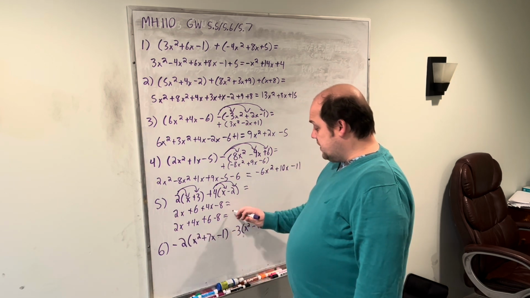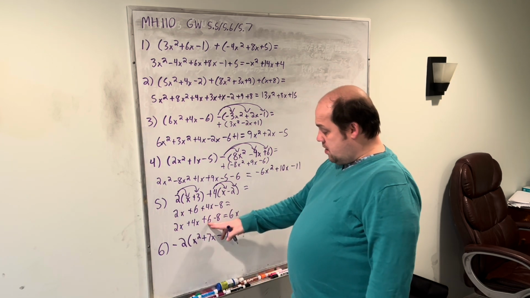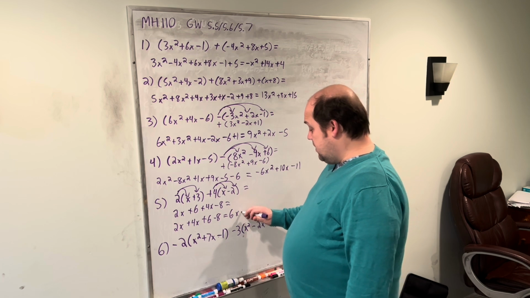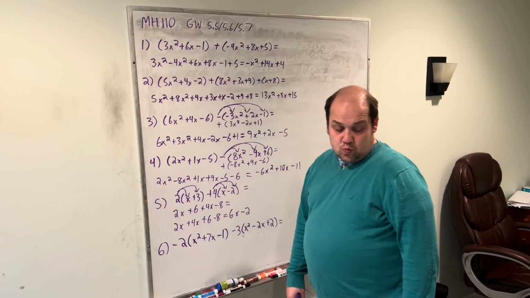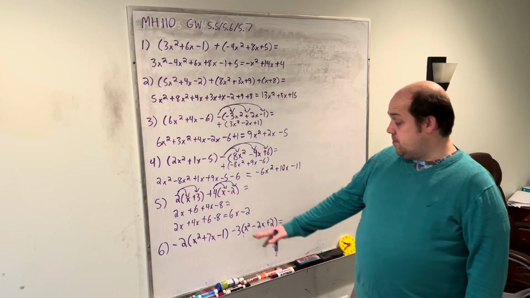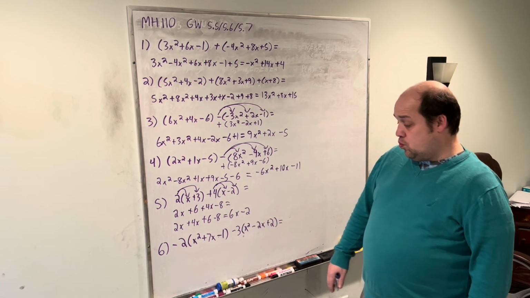2x plus 4x gives me a total of 6x. Positive 6 minus 8 gives me a total of negative 2. So my final answer to this problem is 6x minus 2.